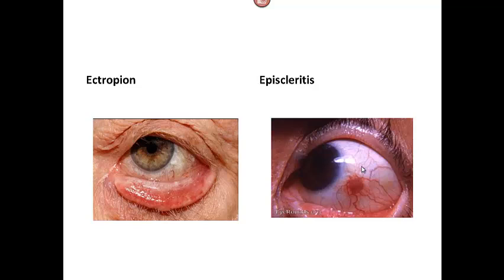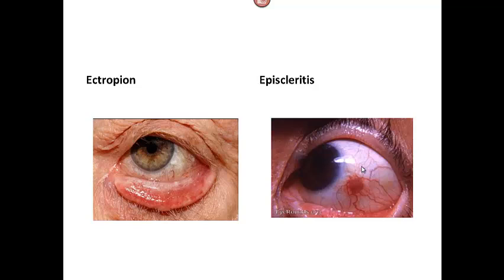Ectropion, on the contrary, is an eversion. So entropion is inversion, ectropion is eversion. It's also caused by age-related changes and palsy of the sixth cranial nerve, associated with tearing and dry eyes, and patients have to use lubricants all the time. To be able to treat that, the same as entropion, it could be done by surgery.